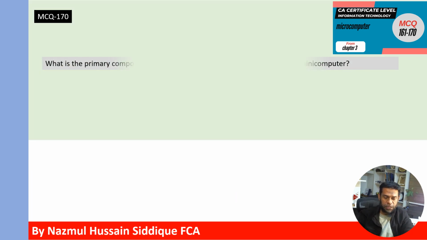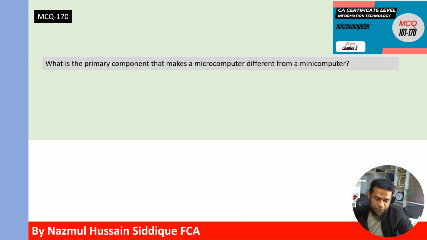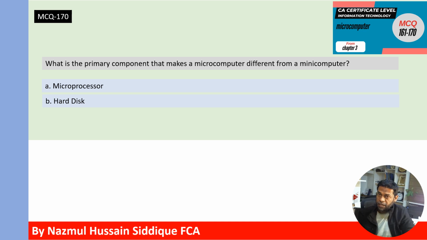The last question of this episode. What is the primary component that makes a microcomputer different from a minicomputer? Option A, microprocessor. Option B, hard disk. Option C, operating system. And option D, keyboard.